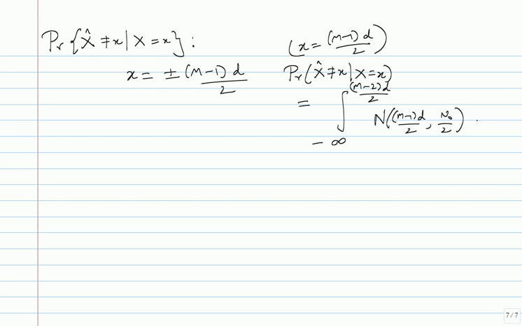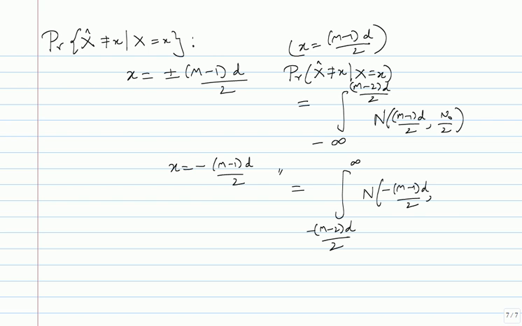Okay, so you have to put the dy, whatever. I didn't write it carefully. So this is the integral. Okay, so what about the minus case? X equals minus (M minus 1) d by 2. The same thing will be equal to the integral from minus (M minus 2) d by 2 to infinity of the normal with mean minus (M minus 1) d by 2 and variance N naught by 2. Okay, so I want you to give me these two expressions in terms of Q functions.